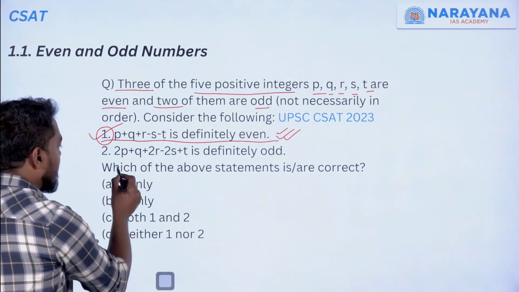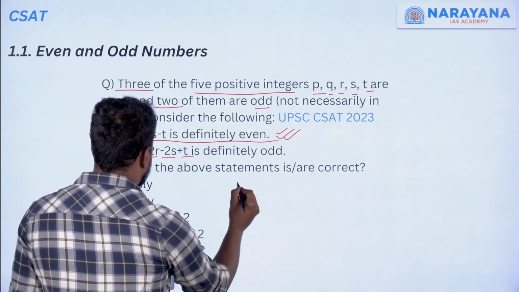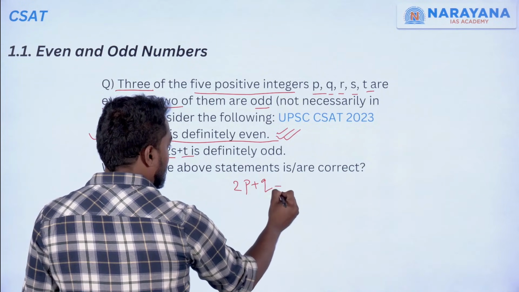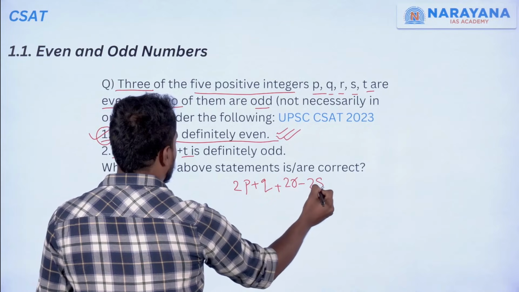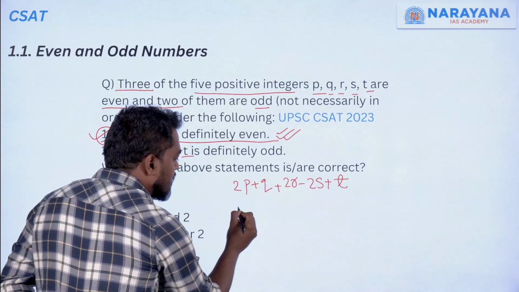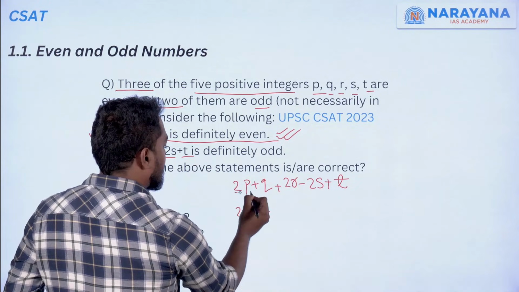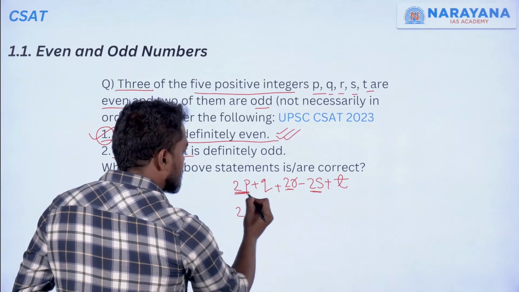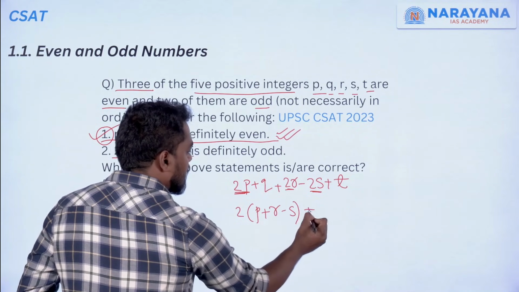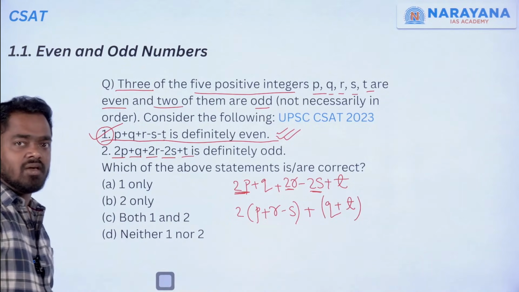See the second statement. 2p plus q plus 2r minus 2s plus t. So take the 2 common, that is 2 into, so there are 2p, 2r, 2s. So that is nothing but p plus r minus s, and this will be q plus t. So the expression can be written like this.